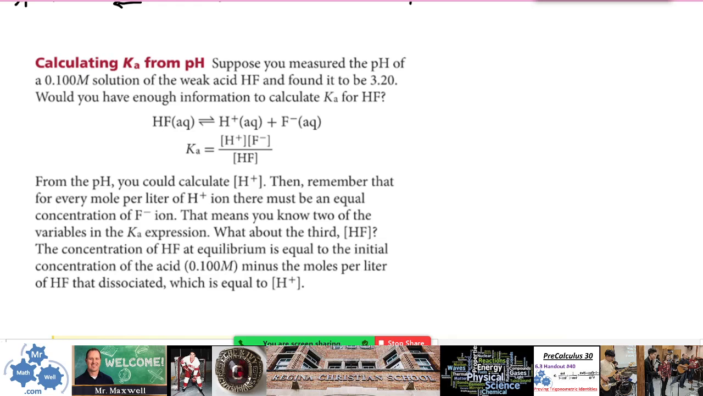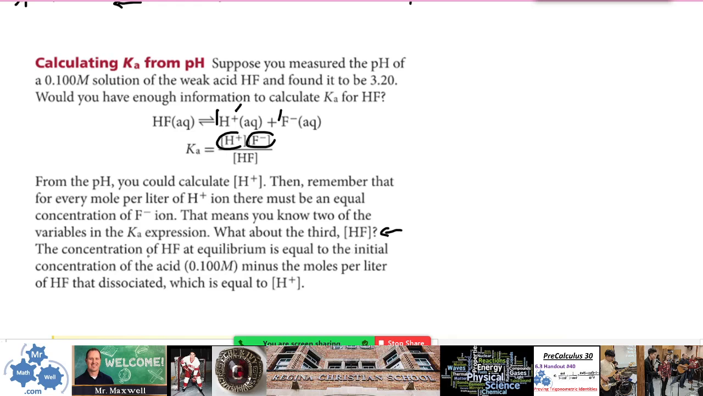From the pH, you could calculate the H+ ion concentration. Then remember that for every mole per liter of H+ ion, there must be an equal concentration of F- ion. So the pH would give you this concentration right here, and then because this is 1-to-1, you could find F-. So what about the HF? This does have to be included in the Ka if there's any kind of value at all. If it's not 1, it really should be included.